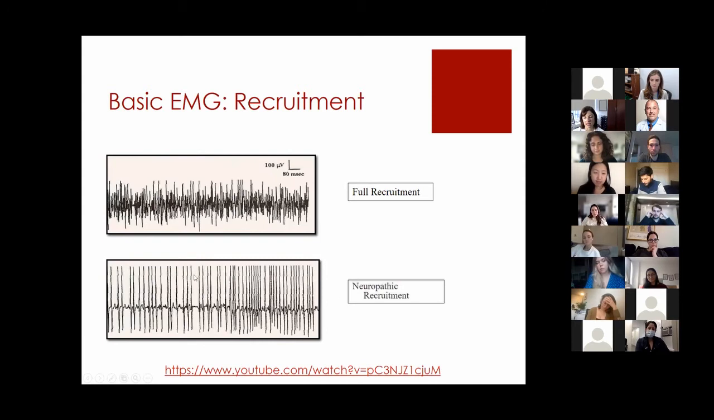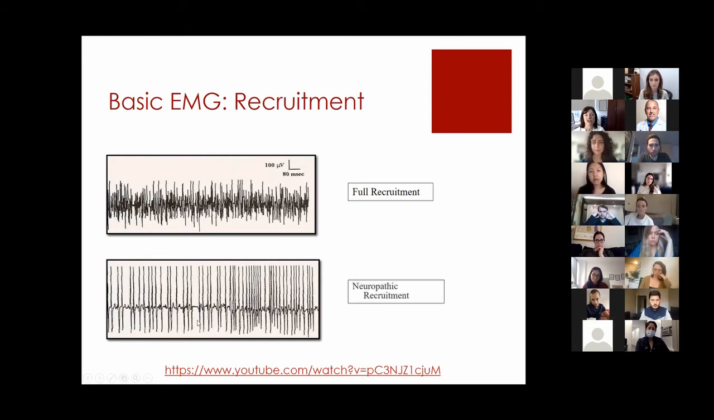What happens, for example, in a case where there's been significant nerve injury, where you have a loss of a significant number of the normal nerve muscle connections, is that you will have the remaining motor units firing. They may look neuropathic, with larger amplitude, and they're going to be firing faster and faster as you try to contract, but you're never going to get to that full interference pattern.